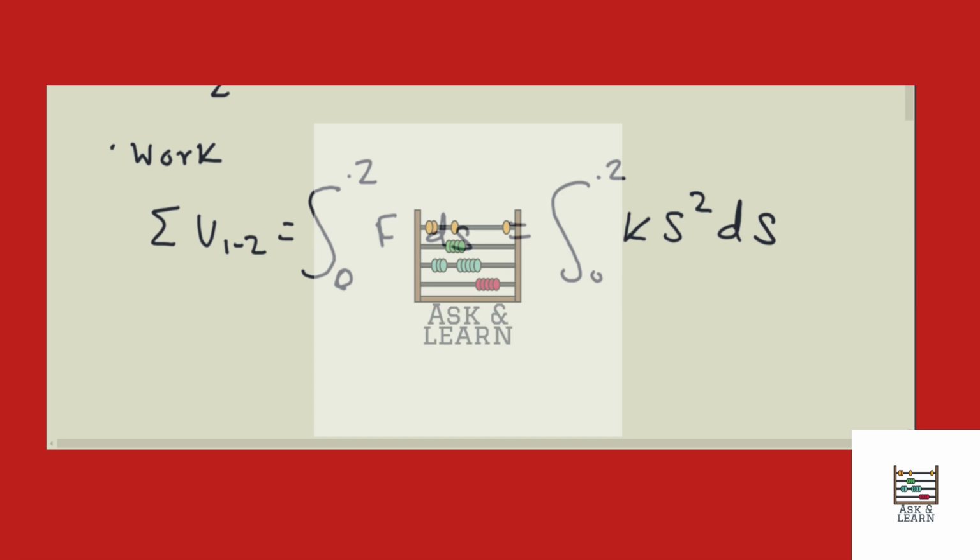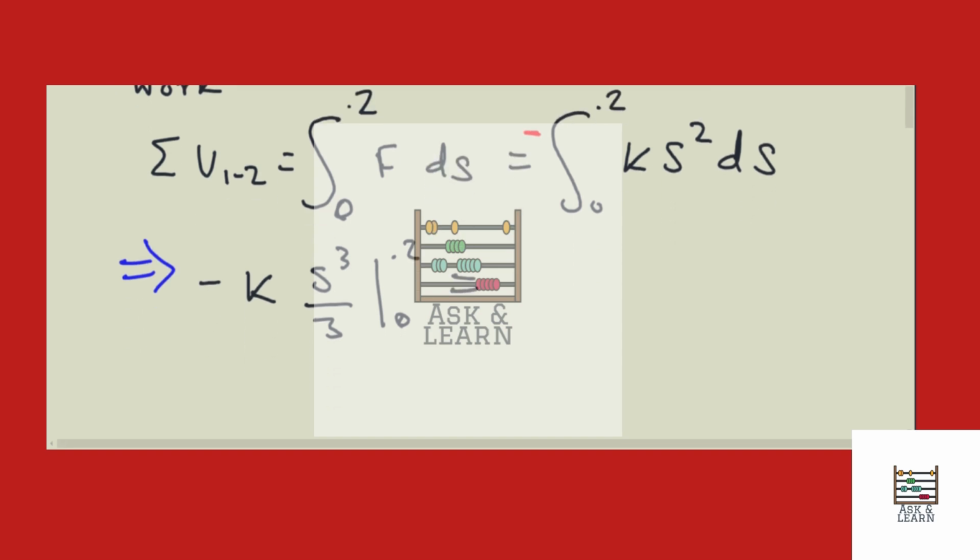Now, because this work is actually done by the spring, it's in the opposite direction of the motion of the car. The car is going to the right, but the spring will force the car to stop, so its force will be going in the opposite direction, so the work is in the opposite direction, so this is actually a negative. So then taking the integral, we have minus K S cubed divided by 3, and the bounds from 0 to 0.2.